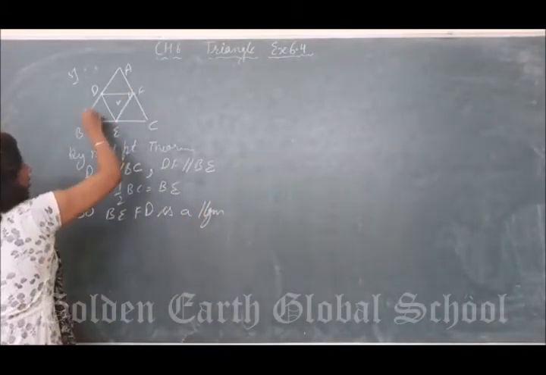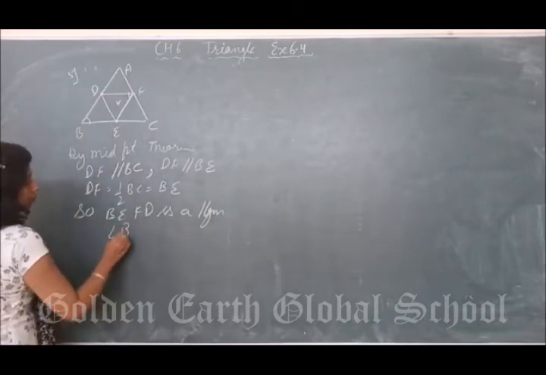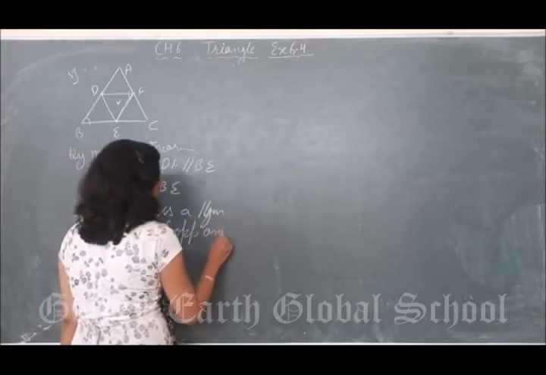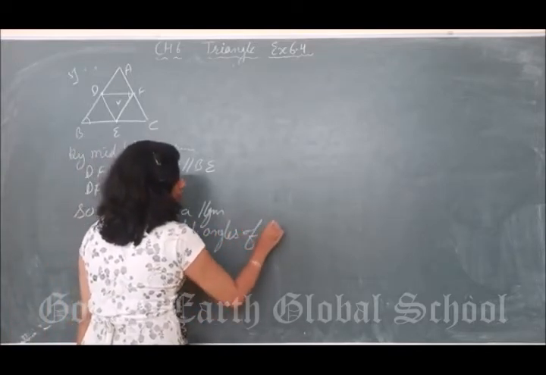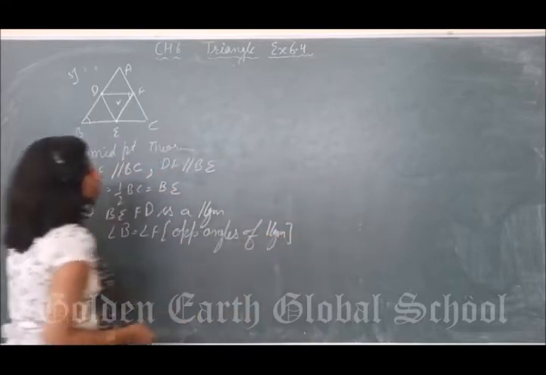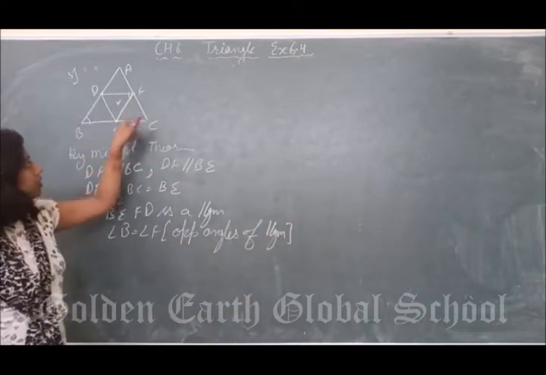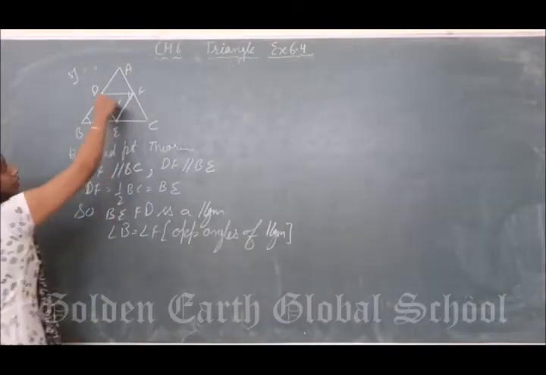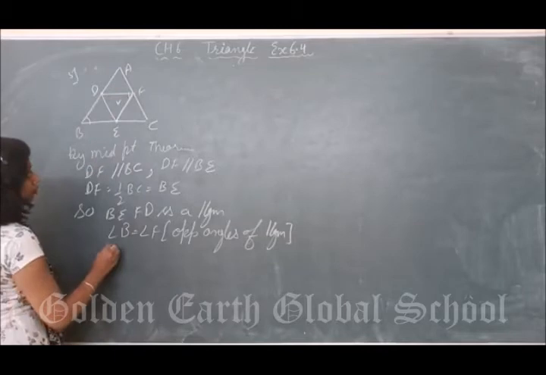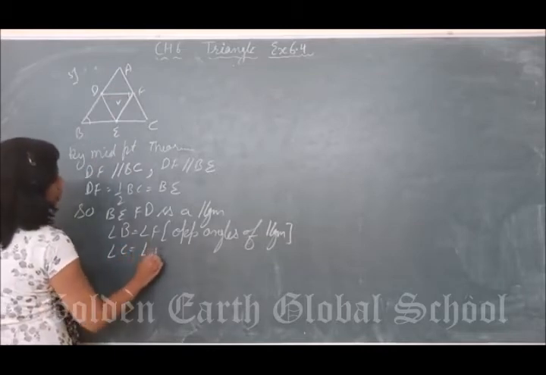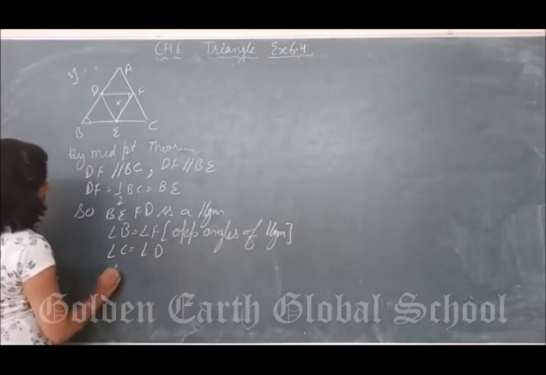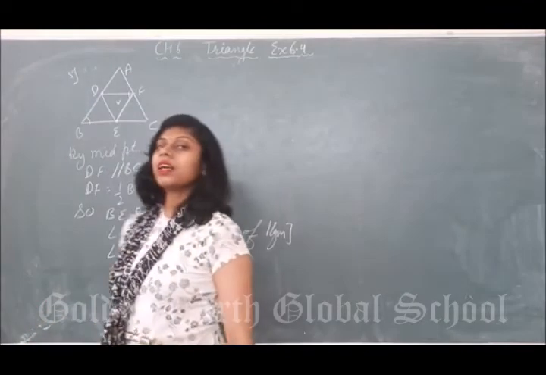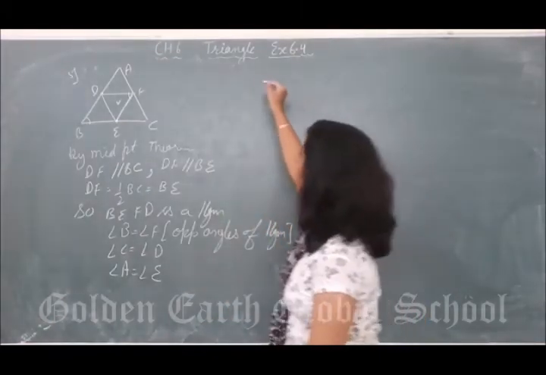So opposite angles are equal. Angle B is equal to angle F, opposite angles of a parallelogram. Similarly, DF is equal to CE and DF is parallel to CE. So again, DECF is a parallelogram. So from this we can write angle C is equal to angle D. Similarly, angle A is equal to angle E. So corresponding angles are equal. So we can say that the triangles are similar.